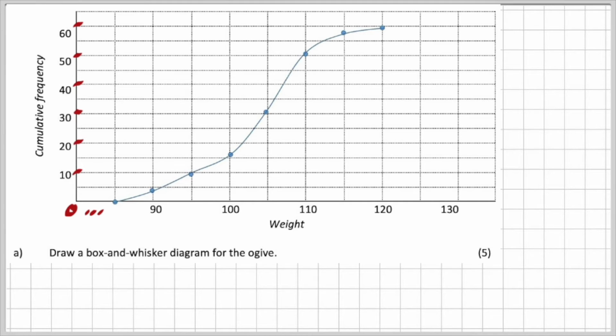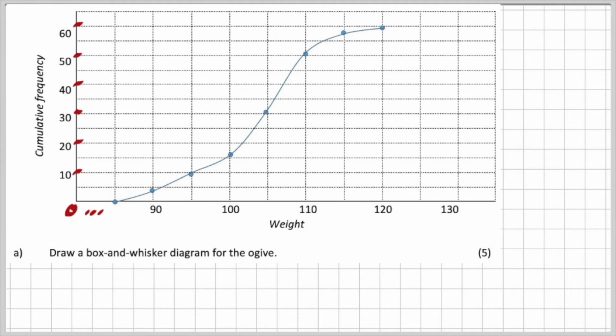So first of all, they say, draw a box and whisker diagram from the Ogive. Now that means, remember, for the box and whisker, I need 5 things. I need minimum, maximum, median, quartile 1 and quartile 3. I do it in that order, not because of ascending order, but because that's just how I usually do it. Minimum and maximum, your end points, then your middle, and from your middle, we go to quartile 1 and quartile 3, your lower and your upper quartiles.